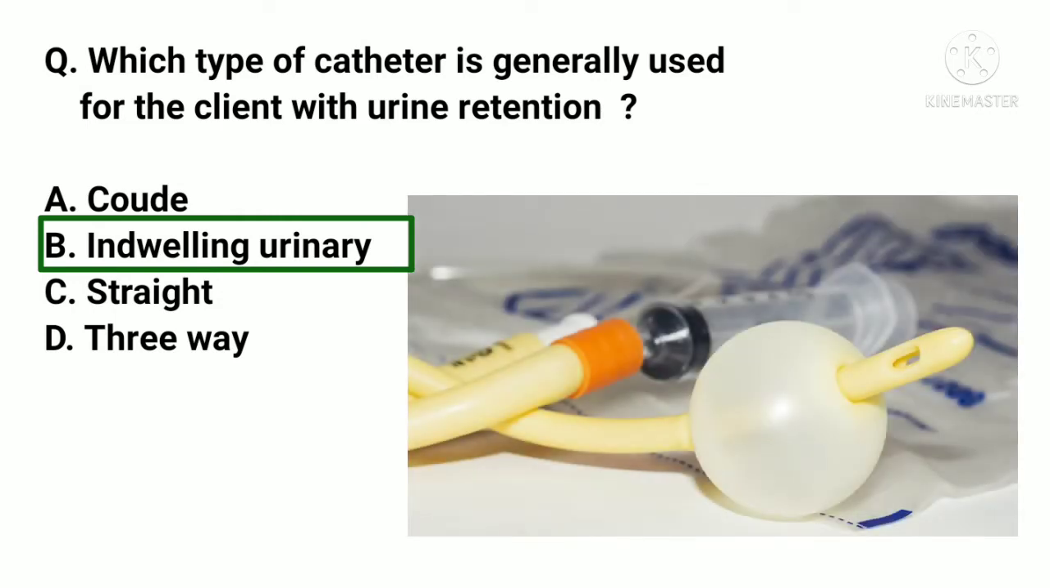Indwelling or retention catheter is mainly used for urinary retention for a long period. Straight catheter is used only for a short period, and three-way is used for irrigation purpose. Curved catheter is curved at the tip, so it may be used in urinary obstruction due to BPH.